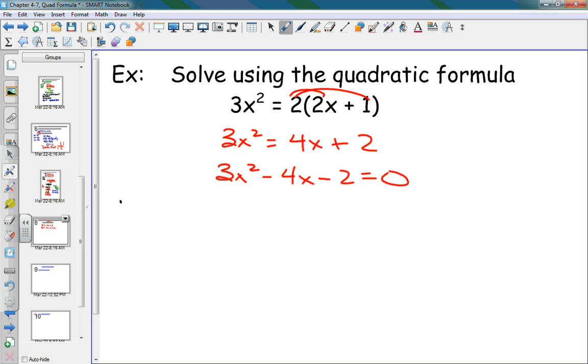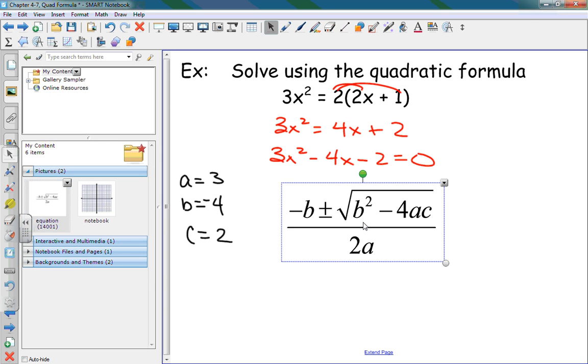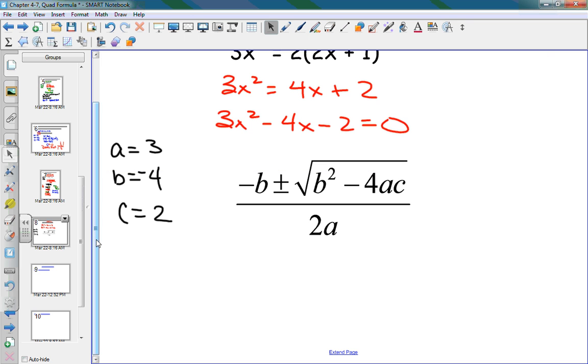So now I need to find a, b, c. A is 3, b is negative 4, keeping that sign to the left of it, and c is negative 2, again keeping that sign to the left of it. So I need to use my quadratic formula. x equals negative b plus or minus the square root of b squared minus 4ac, all over 2a. You're going to get sick of hearing it, but it's going to be there every time. So I plug and chug into my formula.